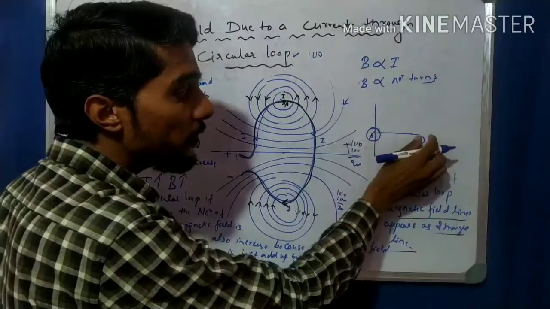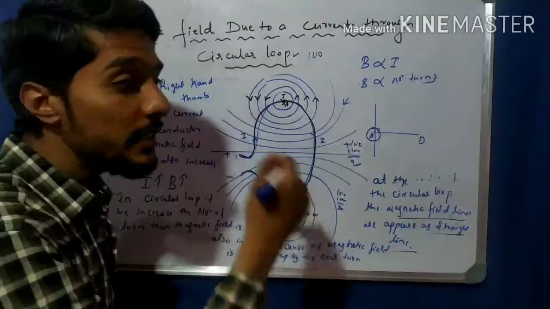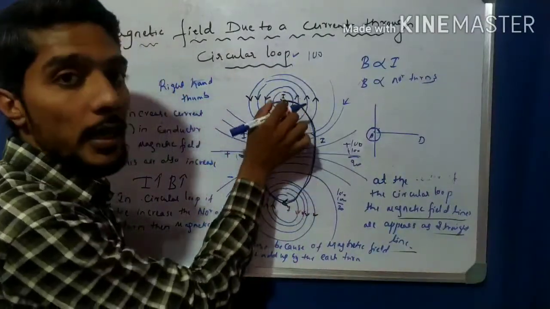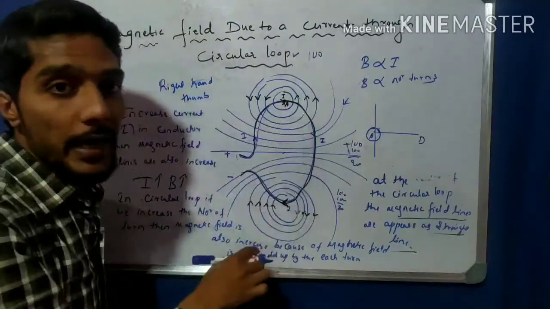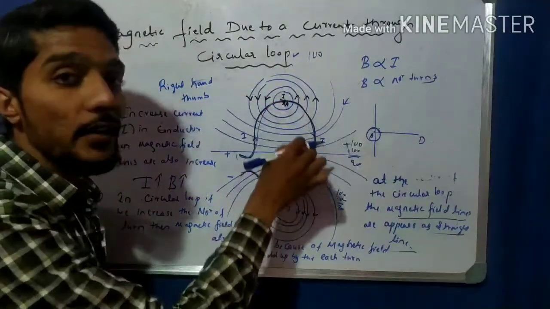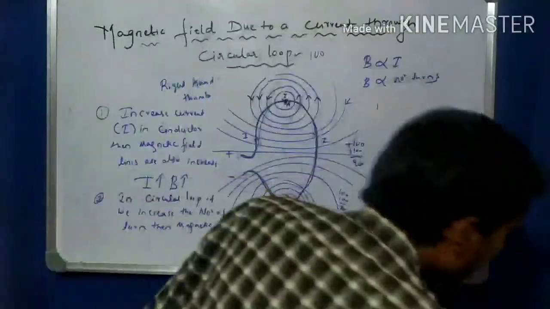If you move this point away from the conductor, what happens? There is a decrease in the magnetic field. If you go closer to the conductor, what happens? The magnetic field increases. If we go away from the conductor, if we increase the distance from a conductor, the magnetic field decreases. So that is a very important point. See here, I can make the next point.